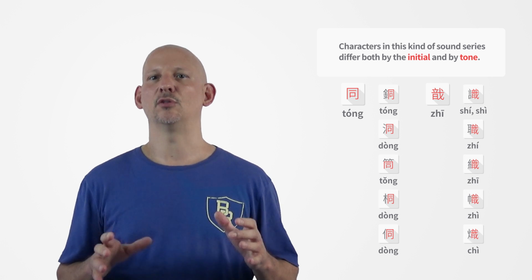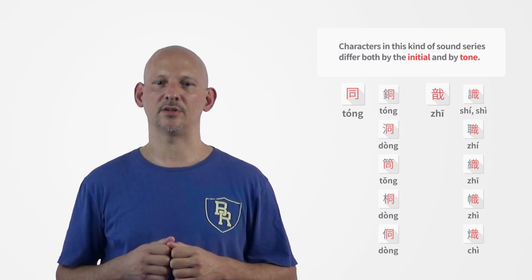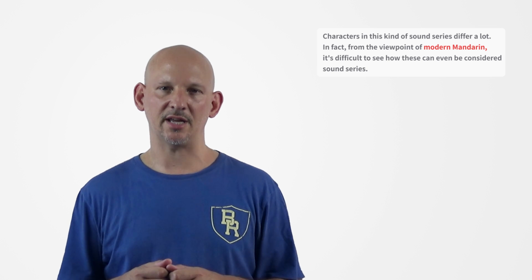And here's another series like that. This is the series for zhi, and you'll notice you'll have variation along the lines of zhi, zhi, shi, and that the tones also vary. Now this is also a pretty common type of sound series. Now some series are downright ugly. Look at the series for ye.